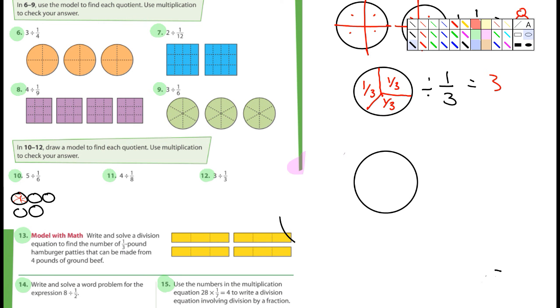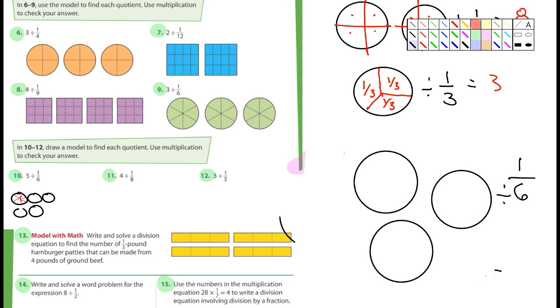So here's a 6th. Here's a 6th. Here's a 6th. Here's a 6th. Here's a 6th. So there's 1, 2, 3, 4, 5, 6. 6, 12, 18. So the answer would be 3 divided by 1/6 equals 18. Okay?